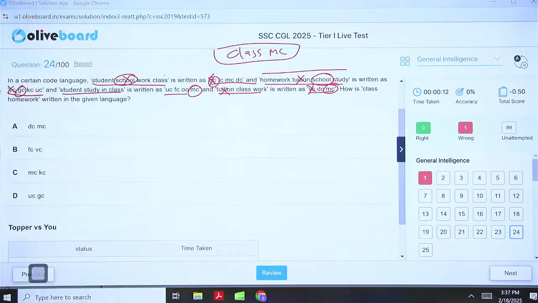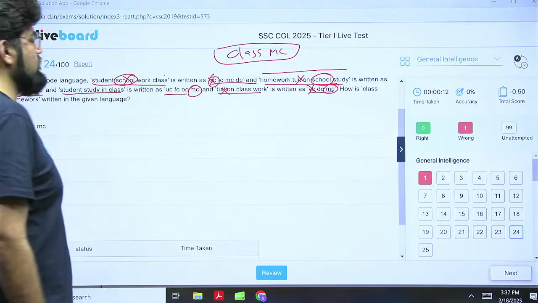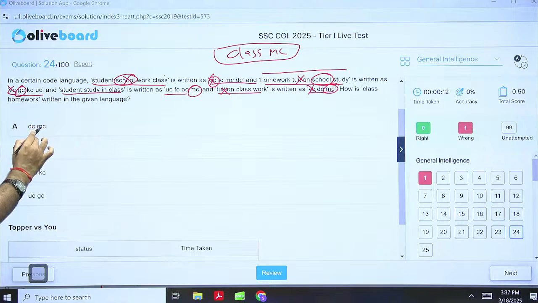Now it becomes easy. Once you have obtained one, for the rest of it, you can check from the options. So definitely MC has to be there. MC has to be there. So we have two options left.